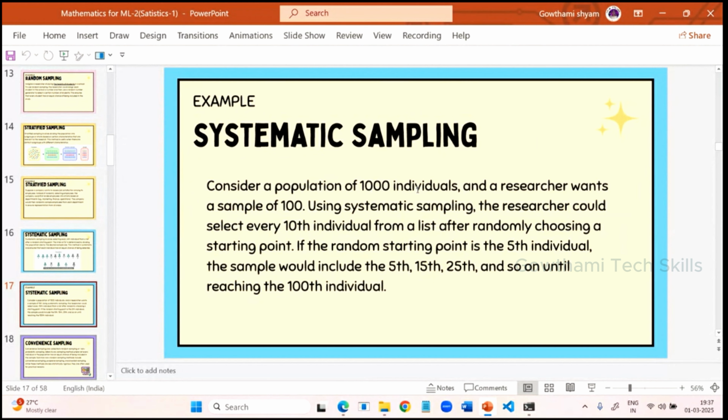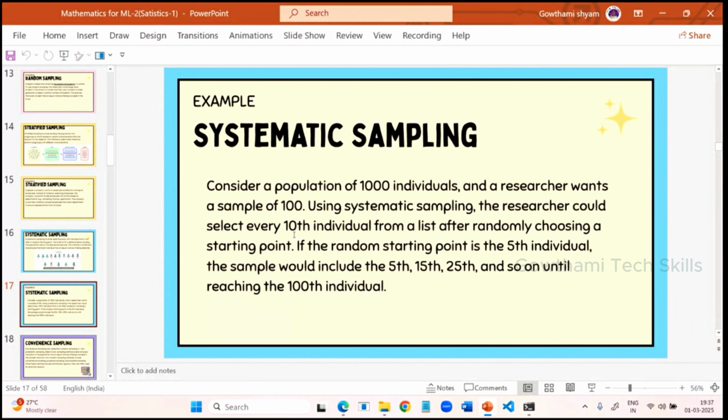Consider a population of 1,000 individuals and the researcher wants a sample of 100. Then how can you pick 100 people? Just by dividing this population with the sample size, that is 100. So every 10th person you are conducting the survey on. That is the definition I have said here. So you should divide the population by the sample size. 1,000 by 100 means 10.